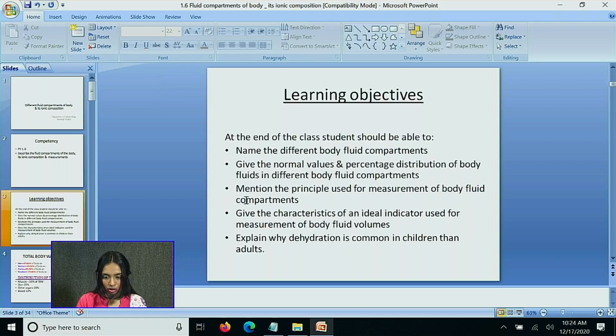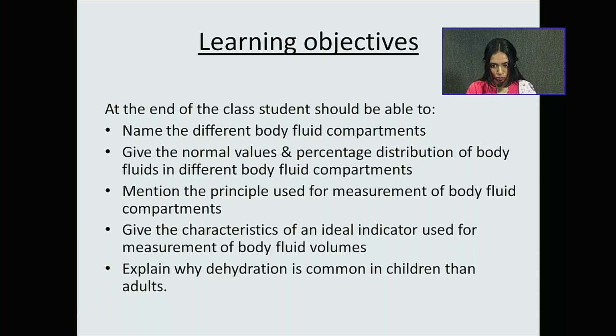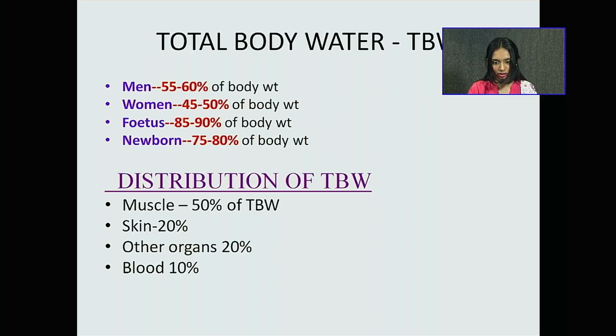So, the learning objectives of today's class are: at the end of the class, students should be able to name the different fluid compartments, give the normal values and percentage distribution of body fluids in different body fluid compartments, mention the principle used for measurement of body fluid compartments, give the characteristics of an ideal indicator used for measurement of body fluid volumes, and explain why dehydration is common in children than adults.